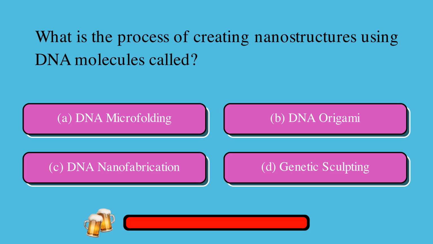What is the process of creating nanostructures using DNA molecules called? Is it A, DNA microfolding, or B, DNA origami, or C, DNA nanofabrication, or D, genetic sculpting? The correct answer is B, DNA origami.